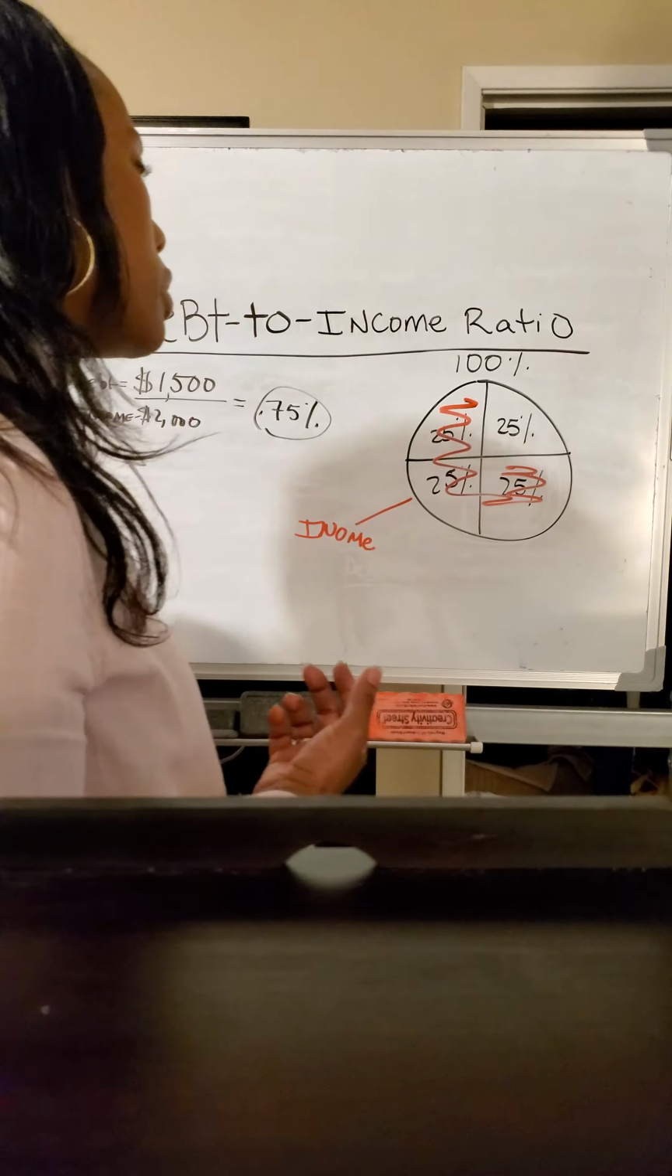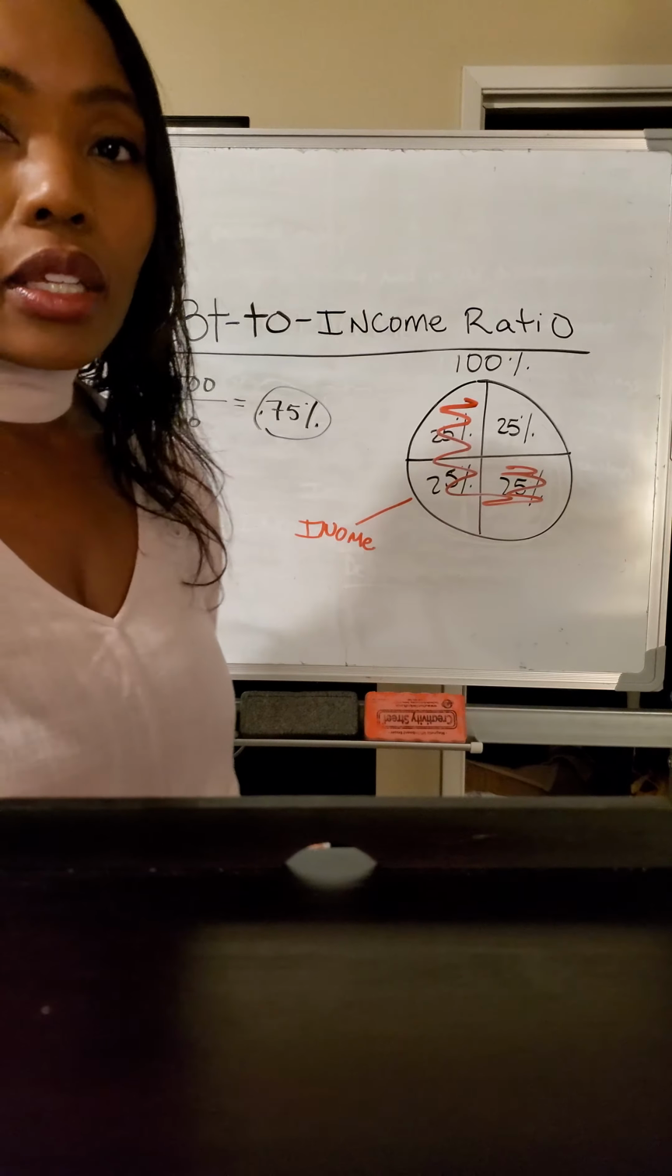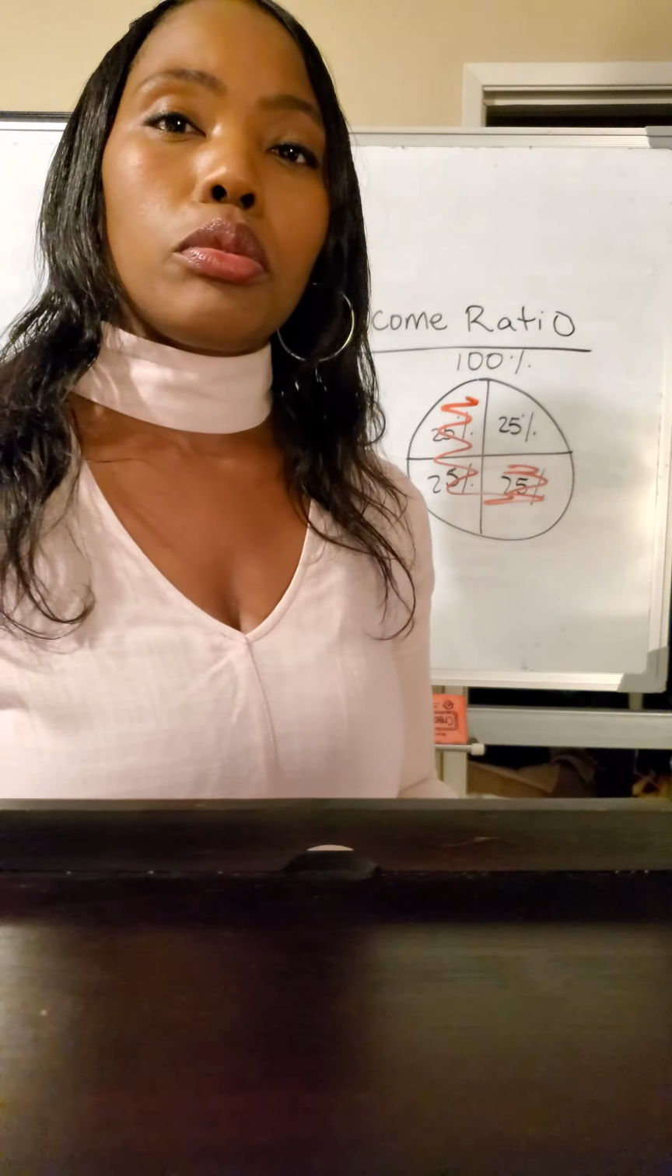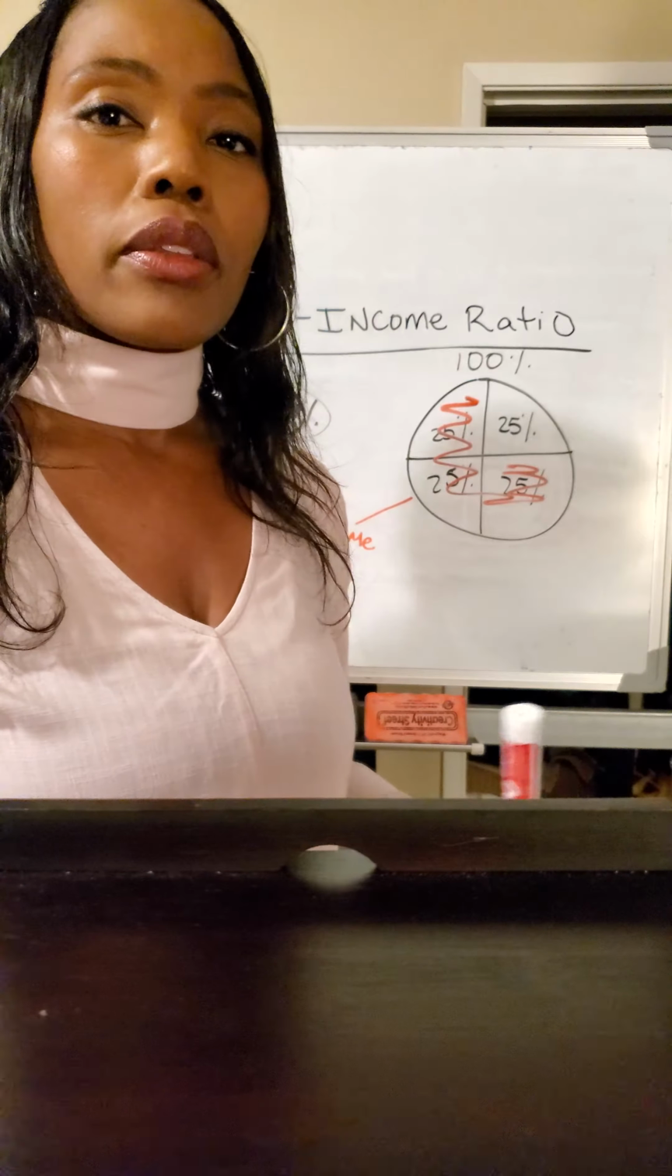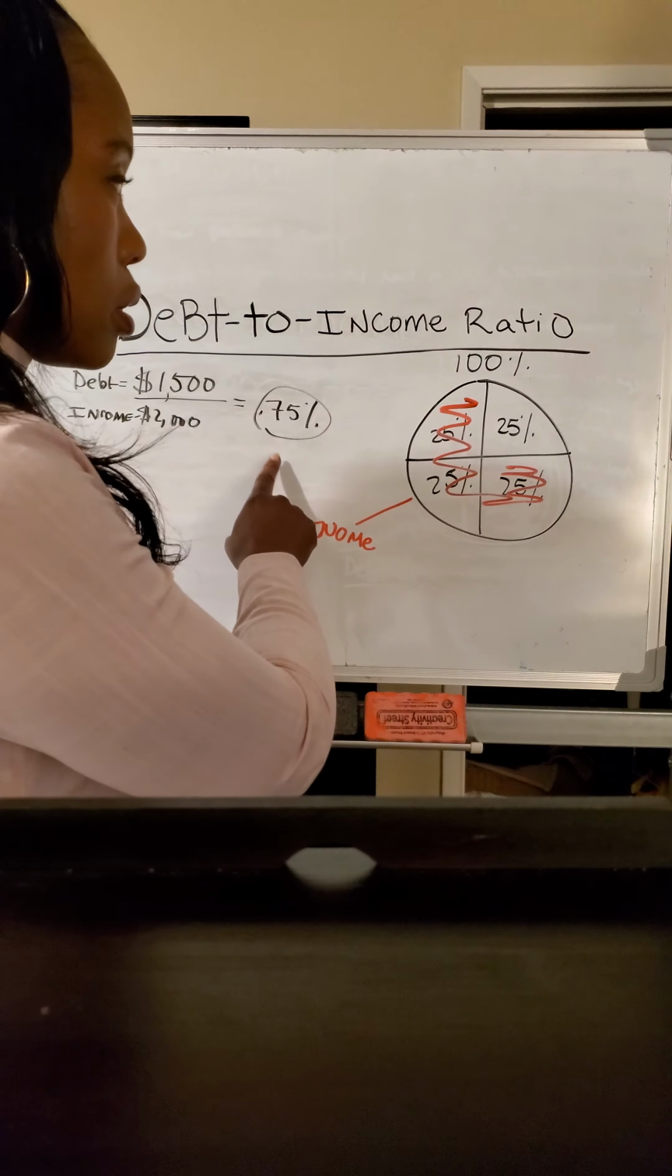You really want your debt to income ratio to be low. And one way to lower that, of course, is to increase your income or to decrease your monthly amount that you're paying, so basically decreasing your debt. That's how you get this number low.